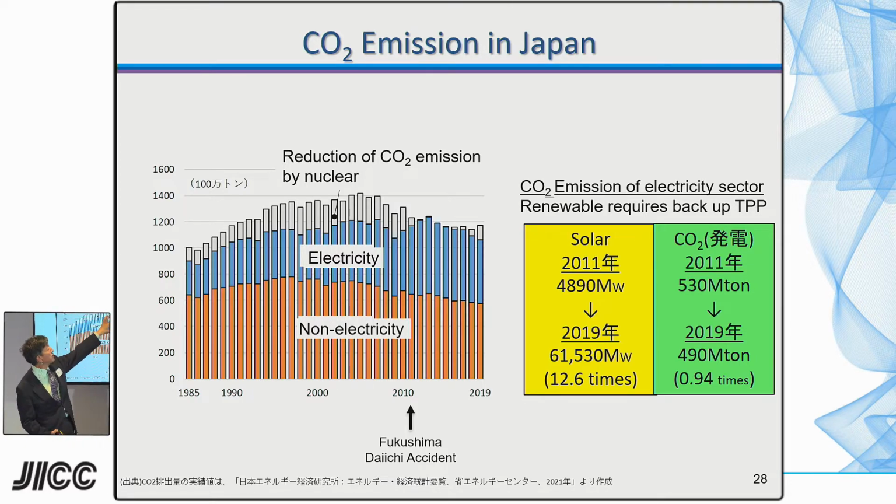However, in the electricity sector, it is almost the same. Although solar power was introduced in 2011, it was 4,800 megawatt. In 2019, it's 61,000 megawatt. So that is 12.6 times the introduction of the solar energy system in the Japanese electricity grid system. Maybe this is the world's first or second largest capacity of solar energy. Still, carbon dioxide emission is 530 megaton in 2011 and 490 megaton in 2019.